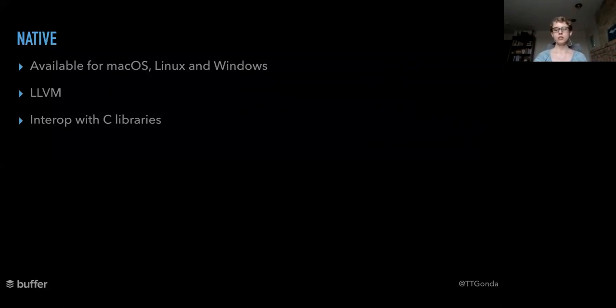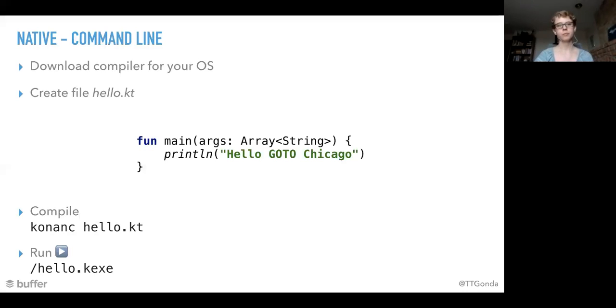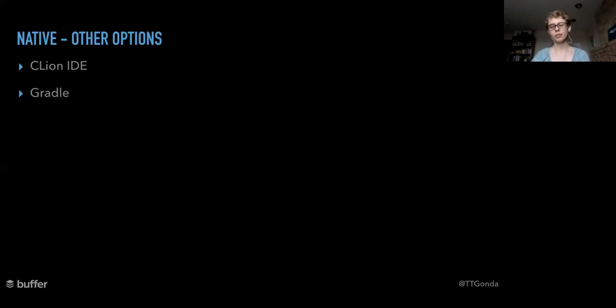The one last place that you can compile Kotlin for is native. There's compilers available for Mac OS, Linux, and Windows. It uses LLVM. And with this, you also get the same interoperability. You can interact with C libraries for this. So to do this, you have to download the compiler for your operating system. This is using the command line. Creating that same hello world function, use the compiler to compile it, and then we can run it as an executable. Other options that you have is if you're using the CLion IDE, and then there's also an option for Gradle.